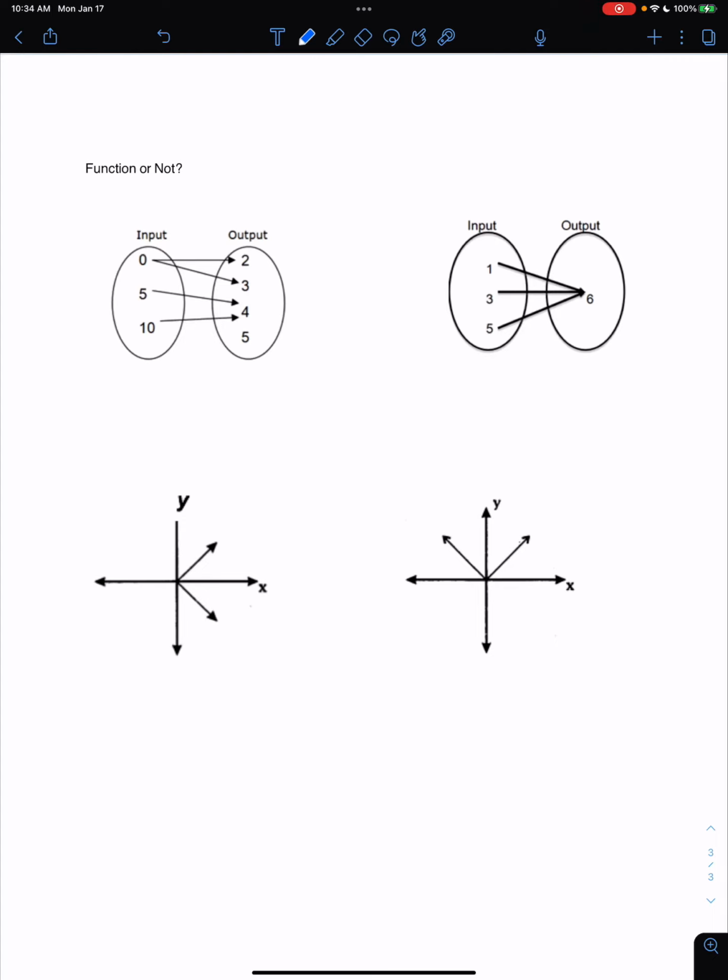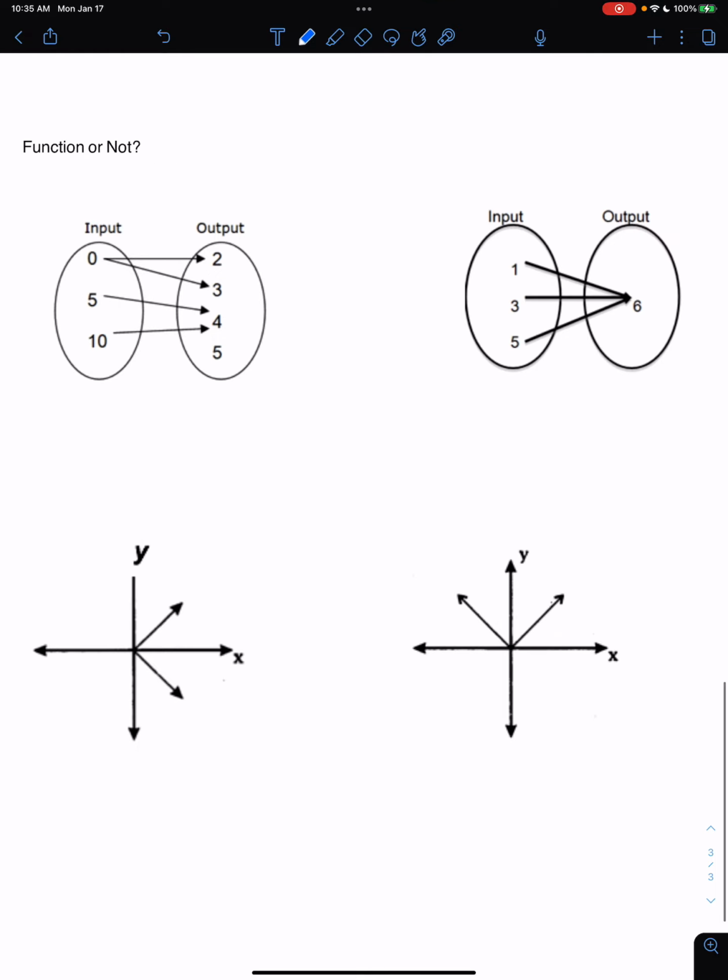We talked in a previous video about how some relationships between numbers can be functions and some cannot. And here I want to talk about the difference between a function and not a function.